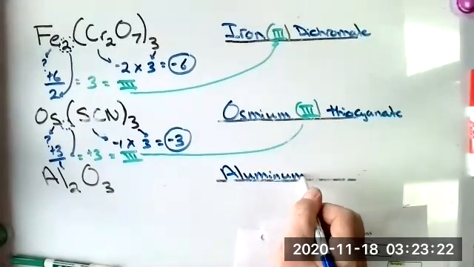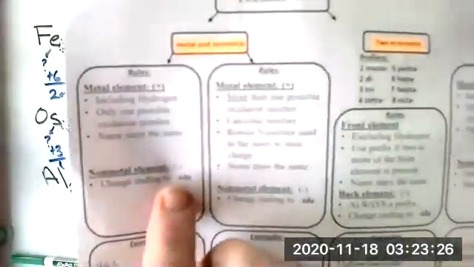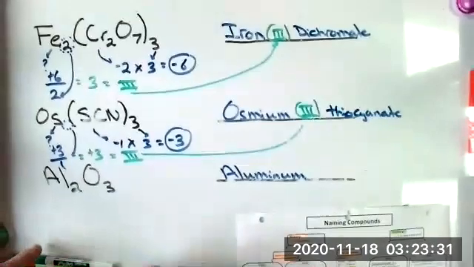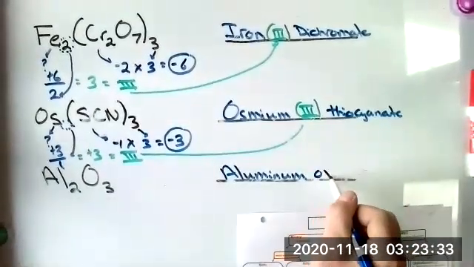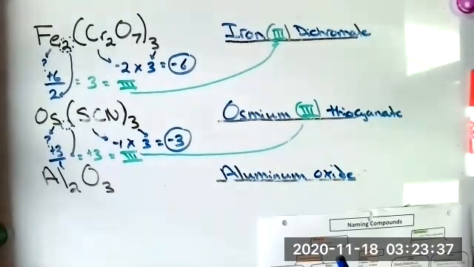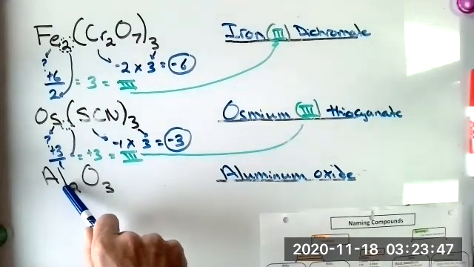His name is aluminum. What do you do with the guy in the back? Simply cut, splice, and add. Cut, splice, and add. Oxygen becomes oxide. No Roman numeral. And I bet a lot of you put a Roman numeral in there. You can't. He never receives a Roman numeral.